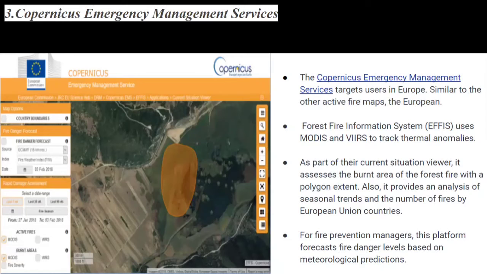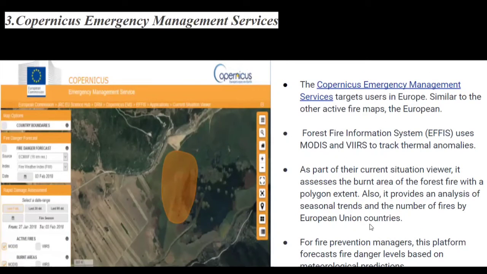It targets users in Europe. Similar to the other active fire maps, the European Forest Fire Information System uses MODIS and VIIRS to track thermal anomalies. As part of their current situation viewer, it assesses the burned area of the forest fire with a polygon extent. Also, it provides an analysis of seasonal trends and the number of fires by European Union countries. For fire prevention managers, this platform forecasts fire danger level based on meteorological predictions.